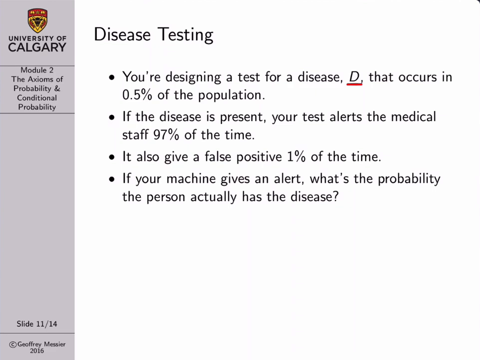But the question that I want to ask is, if your machine gives an alert or an alarm, what's the probability that the person actually has the disease? And this is actually a pretty important question, right? Because if the machine gives an alarm or indicates that you've got this disease, all kinds of serious stuff happens afterwards. Maybe this person needs surgery. Maybe they have to get more testing. At the very least, they've been frightened, because you've said, well, this doesn't look too good. And if they end up being healthy after all, at the very least, you've scared them for no reason.